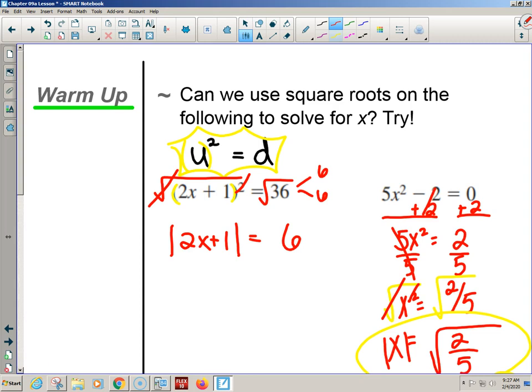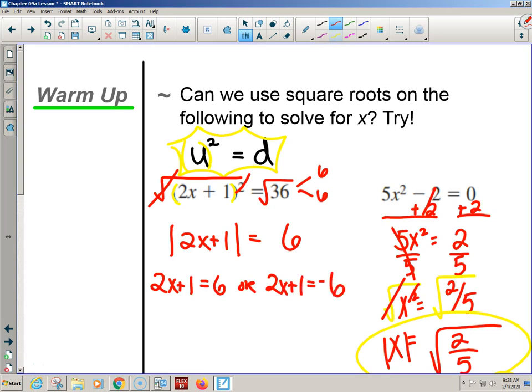And theoretically, a positive and a negative, but hold on. Positives and negatives come from the absolute values. So actually, I'm not going to come down here and do positive, negative of my final answers. I'm going to come right here and say, wait a minute, 2x plus 1, the absolute value slows me down and says positive or negative. It can be a positive 6, or 2x plus 1 can be a negative 6.